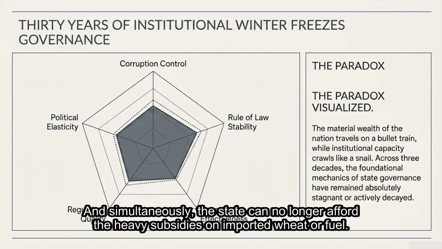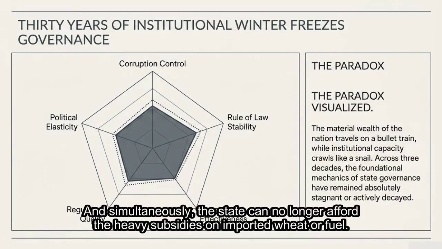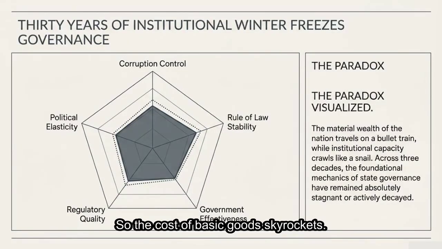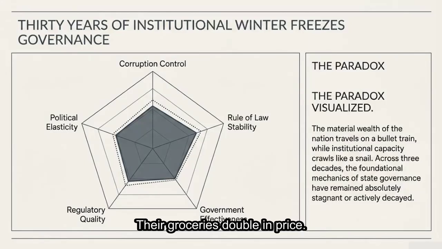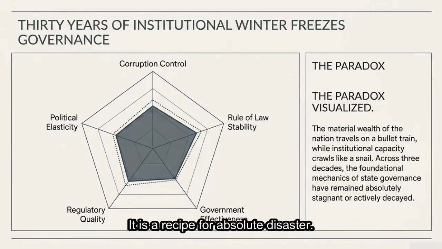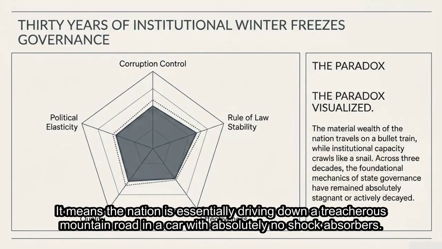And simultaneously, the state can no longer afford the heavy subsidies on imported wheat or fuel, so the cost of basic goods skyrockets. So we have a situation where people are losing their jobs at the exact same moment their groceries double in price. It is a recipe for absolute disaster.